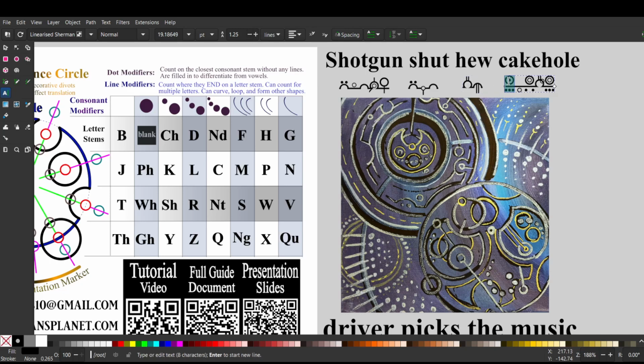Woot. And then cakehole, 1, 2, 3, 4 dots on the C. The A is outside the word circle. Then we have a KE stacked here. Then we have an HO here, 2 lines on the H and then the O. And then the L, 1, 2, 3 dots on the L with the E in the middle. So one missing line, not bad.